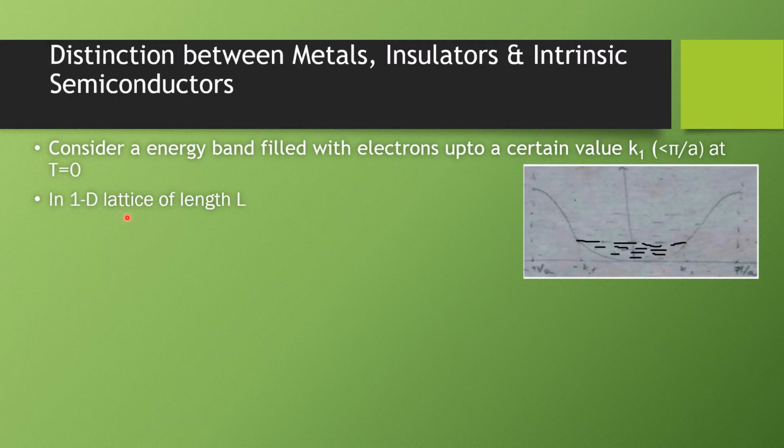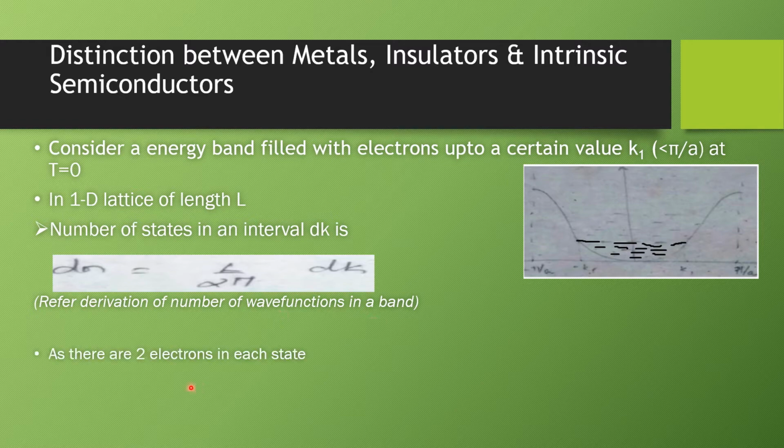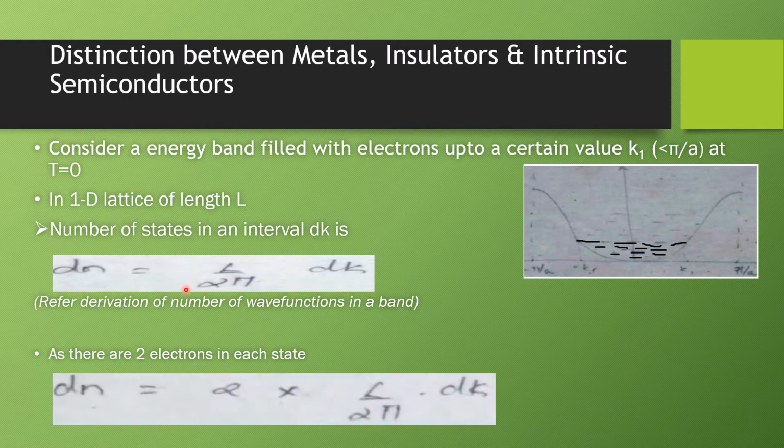Now consider a one-dimensional lattice of length L. The number of states in an interval dk is given by dn equal to L by 2 pi into dk. This you derived in the number of wave functions in a band, so you can refer to that derivation. Now as there are two electrons in each state, we will multiply this equation by 2. So we get 2 into L by 2 pi into dk.